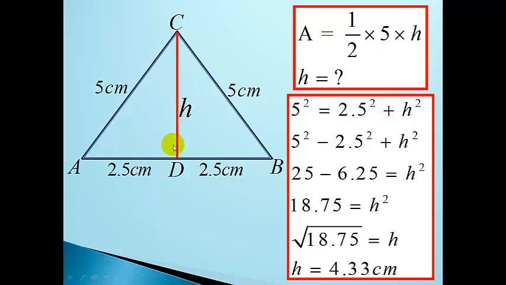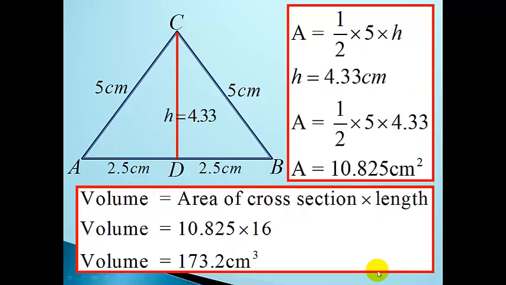That means that the height of the triangular section is 4.33 centimeters. Now that we've calculated the height, we can now find the area, because area equals half the base, and the base is 5. That is, the distance from A to B is 5, times the height, and the height is now 4.33. So the area is equal to half times the base, that is 5, times the height, 4.33, and the answer is 10.825 centimeters square.